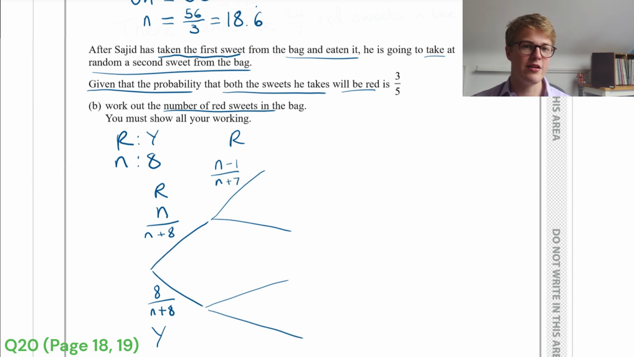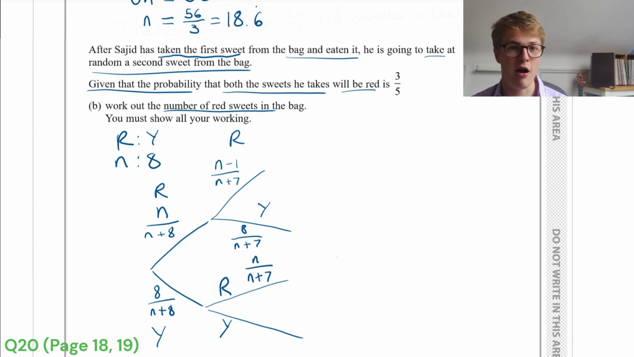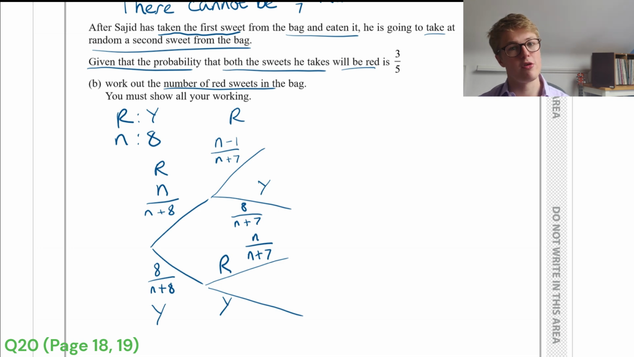So if he's already eaten one of the red sweets, you're going to have n minus 1 red sweets left and n plus 7 total sweets. There's still going to be 8 yellow sweets, so the probability of it being yellow at this stage is 8 over n plus 7, because remember there's still one less sweet because he's eaten a red one already. Then if we look at the other part of the diagram, there's going to be n over n plus 7 red sweets after he's eaten one yellow, because remember the number of sweets has gone down by 1, but there's still n red sweets. And then if we look at the final branch, we're going to see that it's 7 over n plus 7, because he's eaten one yellow sweet, so there's going to be 7 left, and therefore there's going to be n plus 7 total sweets left over.